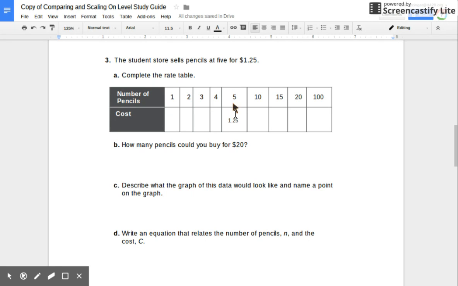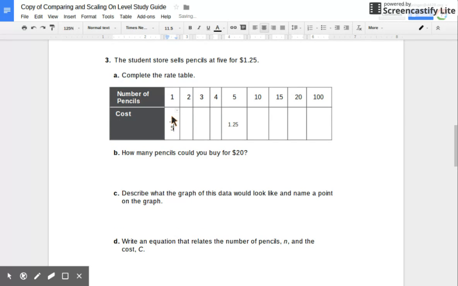So if 5 pencils cost $1.25, if we divide that value, $1.25, by 5, we're just going to get 25 cents. And then if one pencil costs 25 cents, 2 pencils should cost 50 cents, and so on. And that should be $2.50.